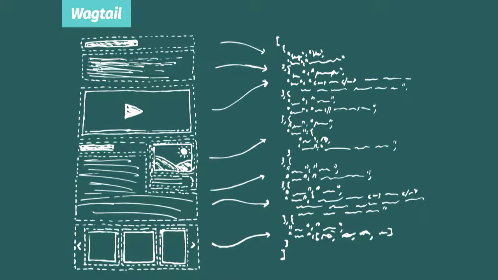Wagtail's killer feature is StreamField. As the name suggests, StreamField is just a regular Django model field, there for you to add to your page types, but it's quite powerful. When you define a StreamField, you give it a set of blocks, for example, heading, paragraph, or video embed.